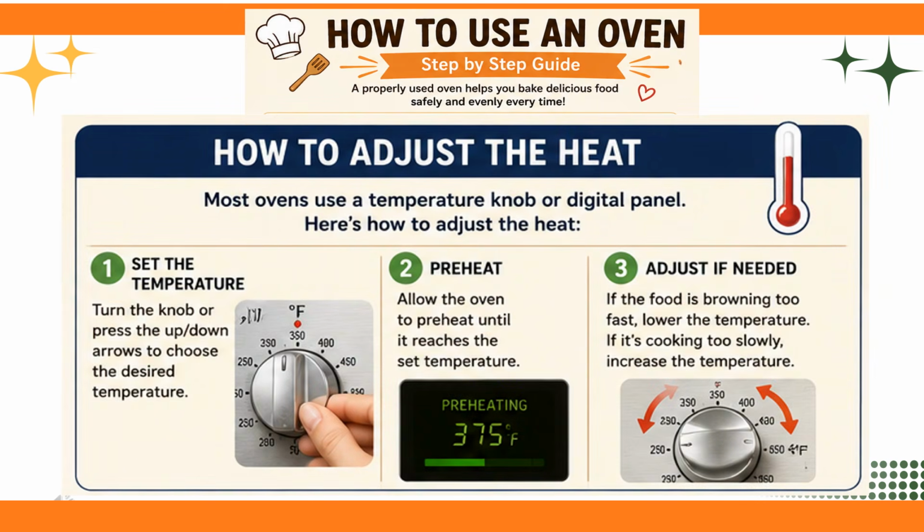How to adjust the heat. Most ovens use a temperature knob or digital panel. Here's how to adjust the heat. 1. Set the temperature. Turn the knob or press the up-down arrows to choose the desired temperature. 2. Preheat. Allow the oven to preheat until it reaches the set temperature. 3. Adjust if needed. If the food is browning too fast, lower the temperature. If it's cooking too slowly, increase the temperature.